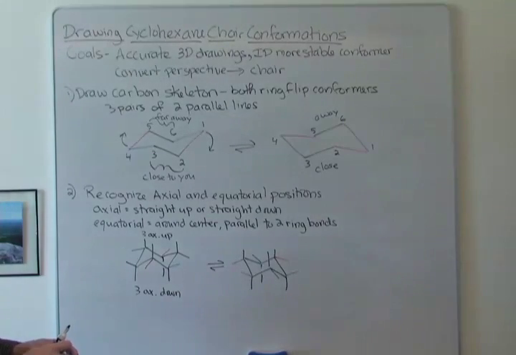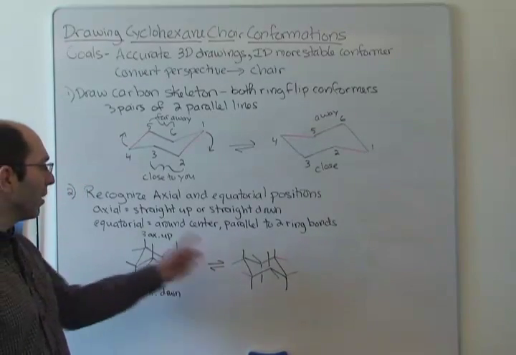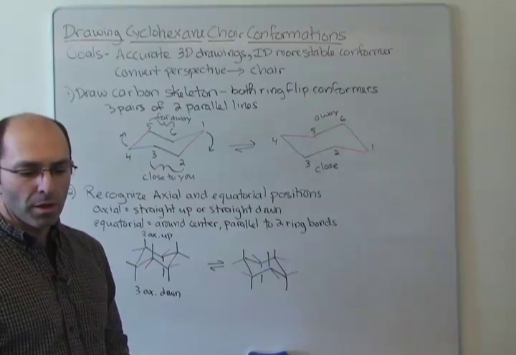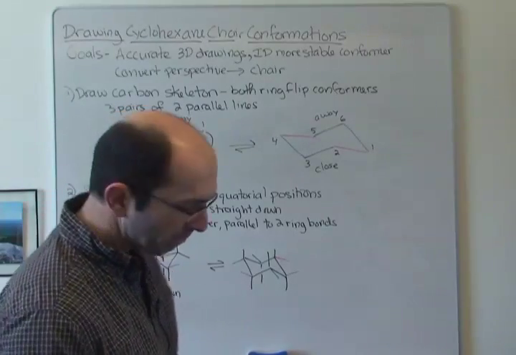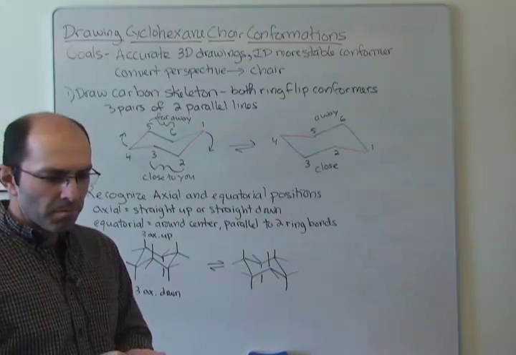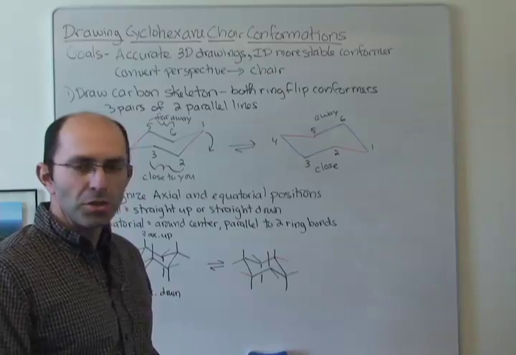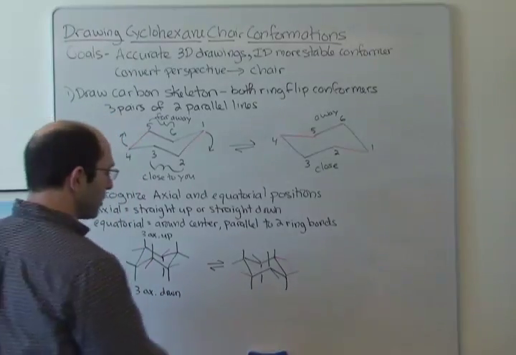We need to practice so that we can do this quickly and accurately. It's going to take a little bit of time, but hopefully you'll get to the point where you can draw those out pretty well. So practice that. What I want to do now, I'm going to erase, and then we're going to focus on up and down, cis and trans, and actually doing ring flips.